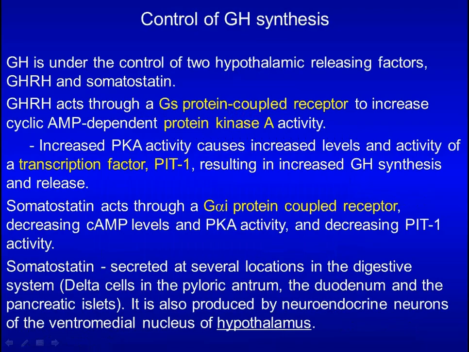Somatostatin is secreted in the digestive system, such as delta cells in the pyloric antrum, duodenum, and the pancreatic islets. It is also produced by the ventral medial nucleus of hypothalamus.